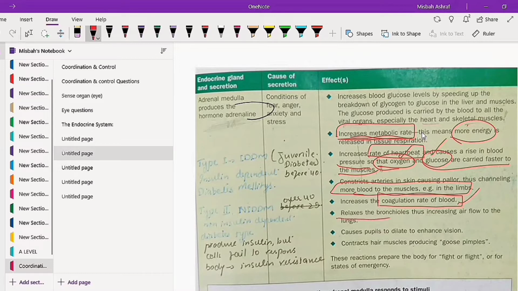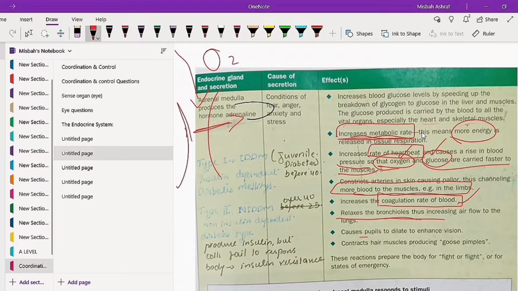Then it relaxes the bronchioles and increases the airflow to the lungs. Bronchi and bronchioles: any reason why it relaxes them, or increases their diameter? Why should there be more diameter of the bronchi or bronchioles? Bronchi and bronchioles are for taking in oxygen. Yes, we are inhaling, right? They need more oxygen so that more respiration can occur. So this is also increased.